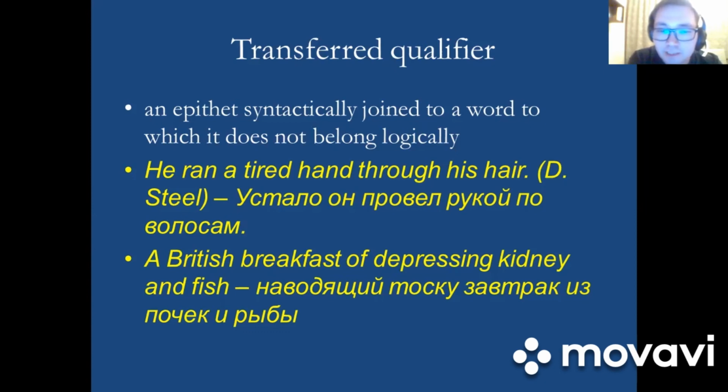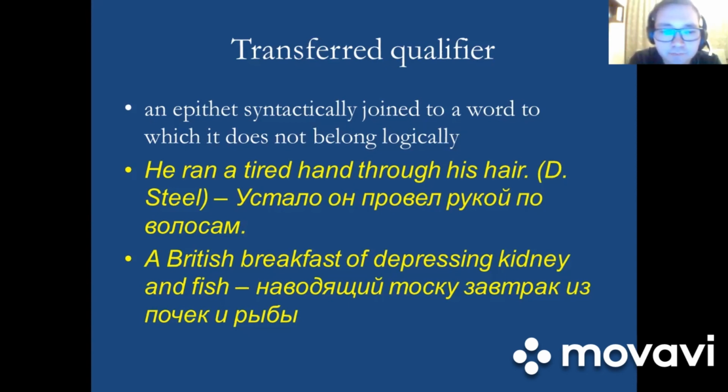And in Russian, устало он провел рукой по волосам. The word устало actually refers to the person himself. So we can see that when we encounter transferred qualifiers, in many cases we have to identify to whom or to what the epithet belongs, and we have to express it in translation in an obvious way.